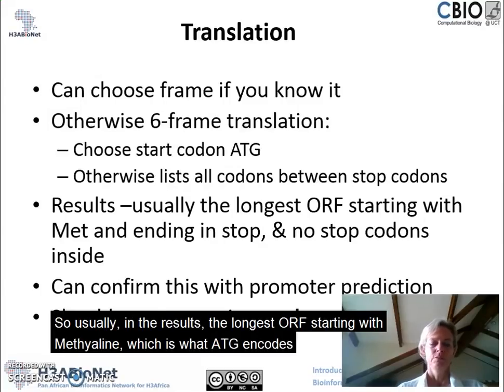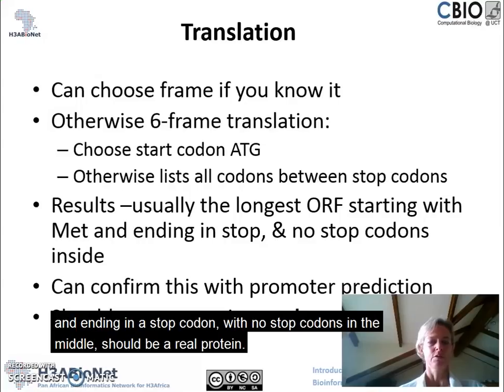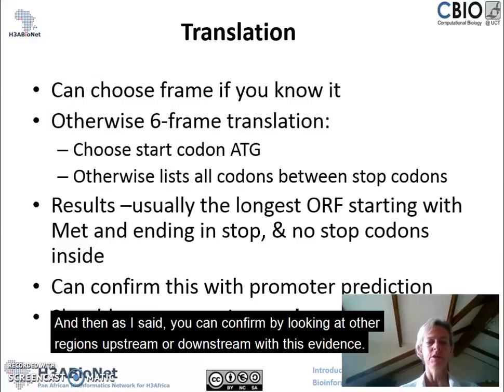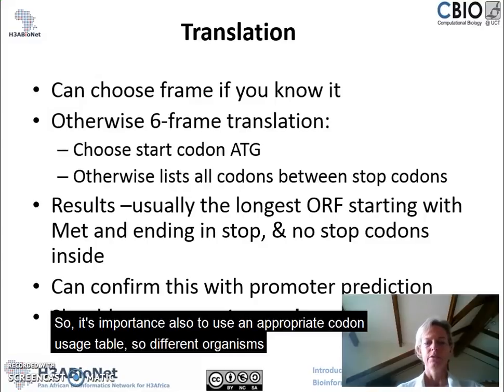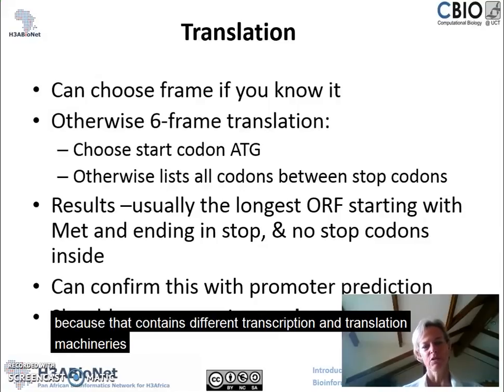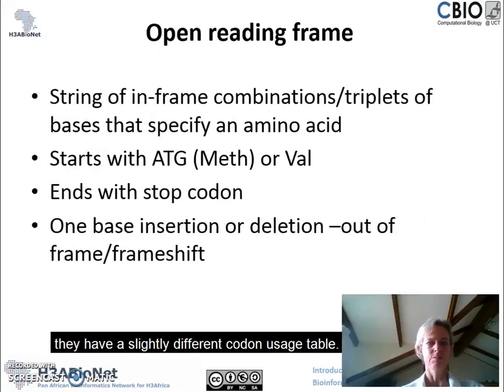Usually in the results, the longest ORF starting with the methionine, which is what ATG encodes, and ending in a stop codon with no stop codons in the middle should be a real protein. And then, as I said, you can confirm this by looking at other regions upstream or downstream and at the EST evidence. It's also important to use an appropriate codon usage table. Different organisms, because they have different GC contents and different transcription and translation machineries, have a slightly different codon usage table.